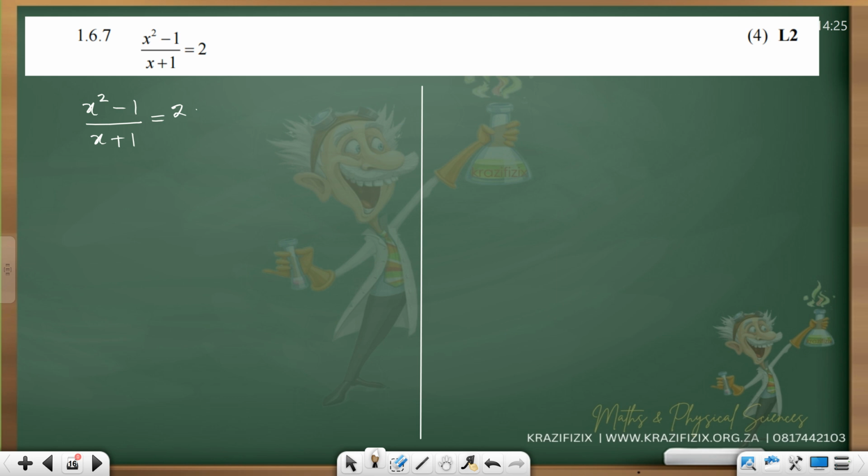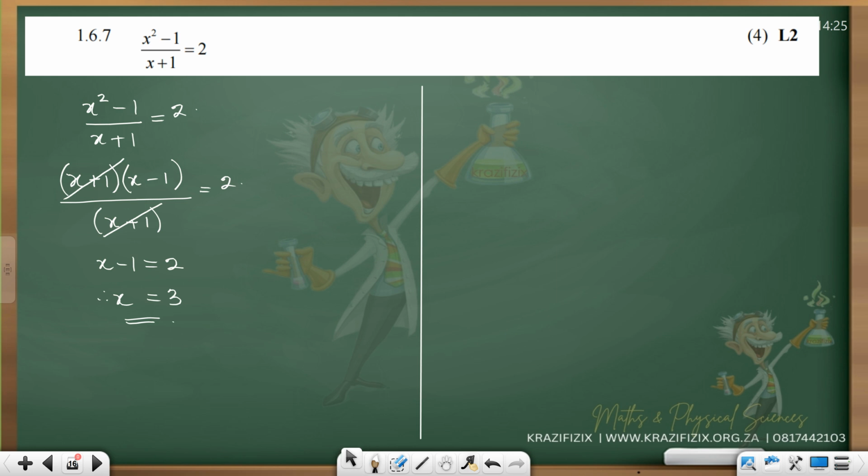A learner identifies that, oh, the top is a difference of 2 squares, which can be written as x plus 1, x minus 1 over x plus 1 equals to 2. Now, this learner cancels that out and says x minus 1 equals to 2. Therefore, x equals to 3. Baby maths. First learner.